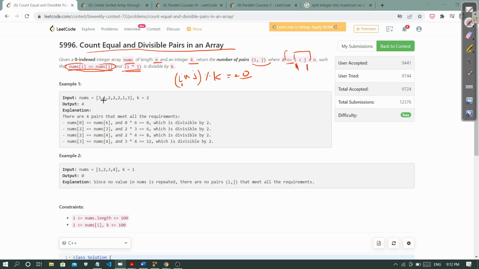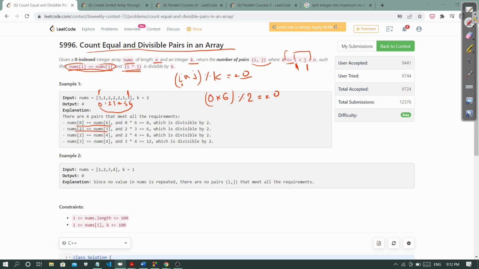If I consider this example, then see what happens. We have 0-based indexes, so our indexes are 0 1 2 3 4 5 6. Our pair will be this one and this one. Both are equal, that is nums[i] is equal to nums[j]. And if I consider the indexes of both elements, 0 times 6, and divide by 2, it gives the remainder 0. So this is a valid pair. So nums[0] and nums[6] are a valid pair.